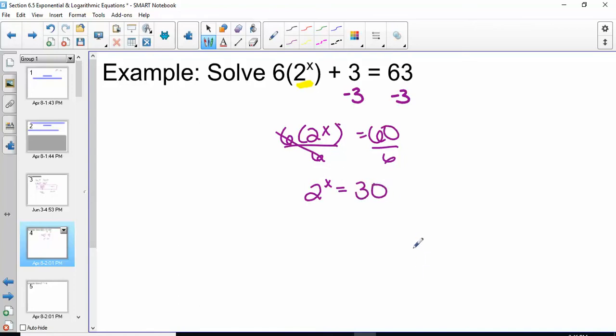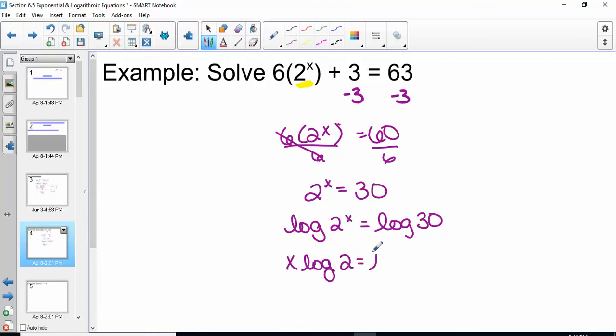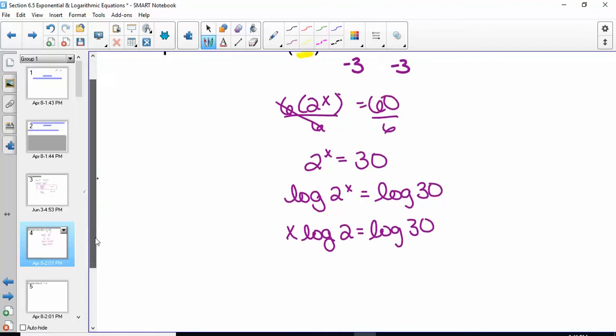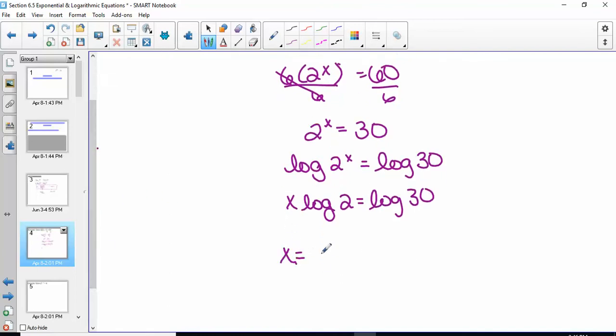Do a quick check to see if you can get a common base, because that might still be an option. But unfortunately 2 to some power does not equal 30. So we add the log to each side. Exponent comes down. And so then we divide. So x is log 30 divided by log 2. That's your exact value.